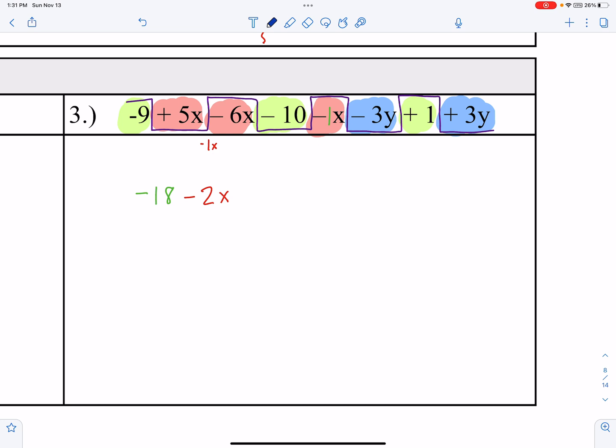And there we go. Okay. Or you might have, if you KFC'd it, it might look like that. But this is the prettier. A lot of times you see the variable first. And so you might have a negative 2x minus the 18 as well. Okay, both of those are accurate when combining like terms.